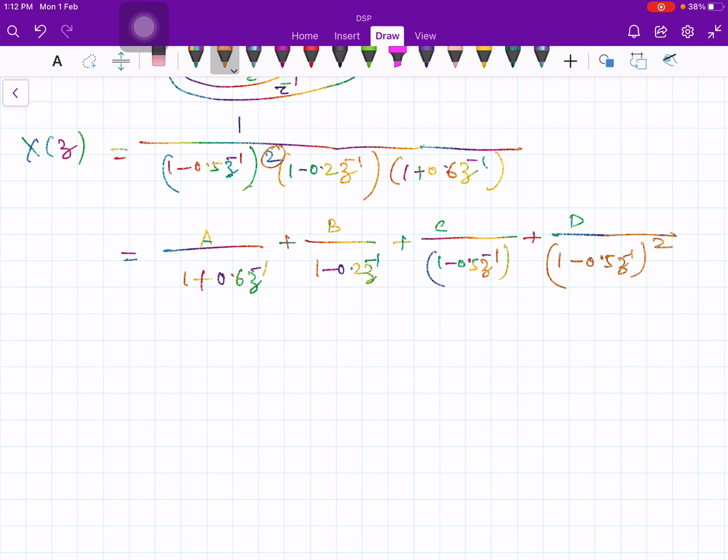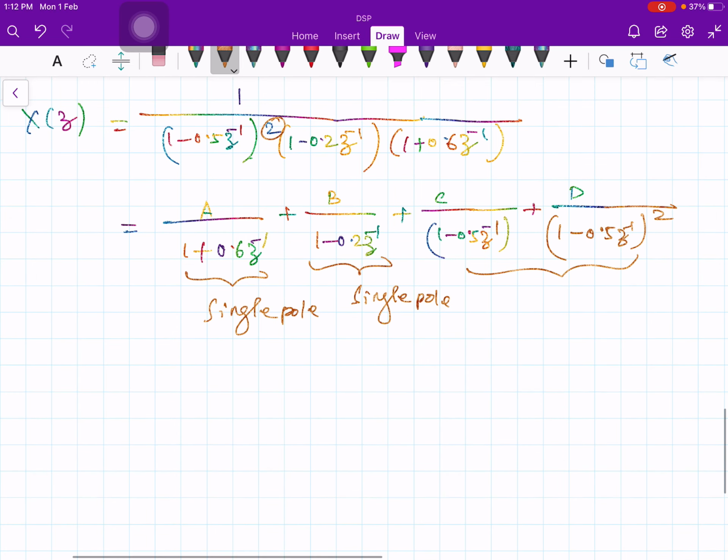Okay, now this is a single pole, and this one is also a single pole, and here I have multiple poles. The pole is repeated 2 times. So finding D is not a problem, but C is the problem. Let us see how we can do that. D is very easy to find out. Similarly, A you can easily find out, B also you can easily find out.